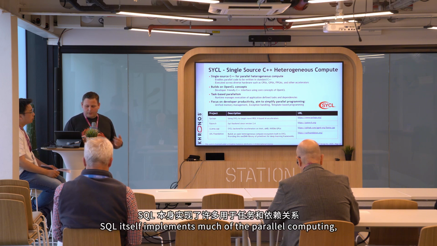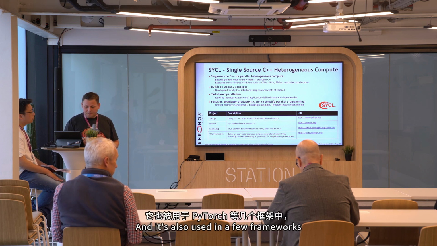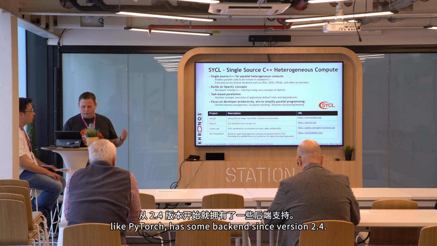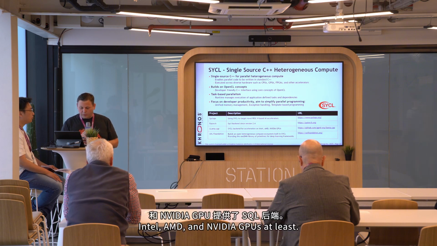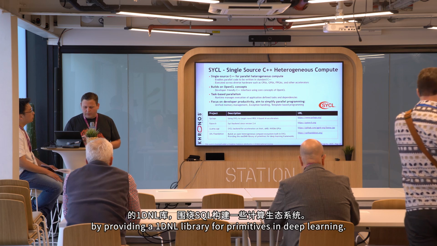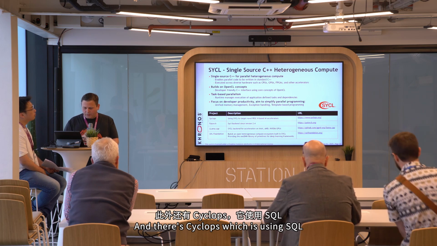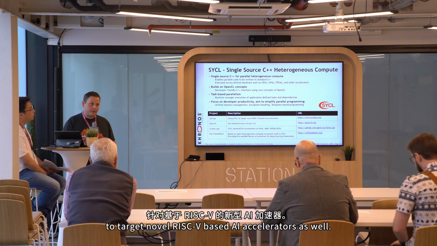SYCL itself implements much of the parallel programming model of OpenCL for tasks and dependencies. And it's also used in a few frameworks like PyTorch, which has a backend since version 2.4. Llama.cpp has a SYCL backend for Intel, AMD, and NVIDIA GPUs at least. The UXL Foundation is building some compute ecosystem around SYCL by providing a oneDNN library for primitives in deep learning. And there's Cyclops, which is using SYCL to target novel RISC-V-based AI accelerators as well.